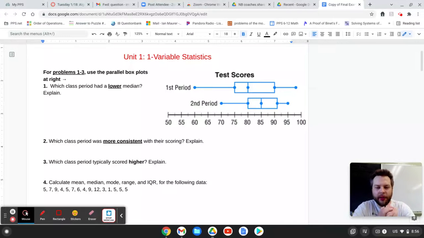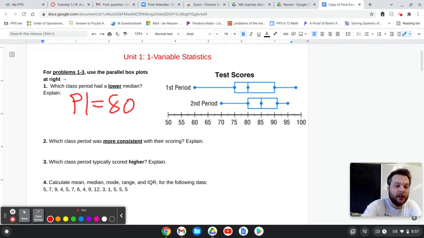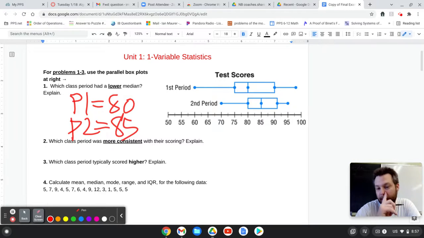I'm going to go through it fairly quickly because the answers are online and you can ask more detailed questions if you need. So which class has a lower median? That's the middle of the box, and it's P1, because the P1 median is 80. The P2 median is 85. That's the middle of the box.